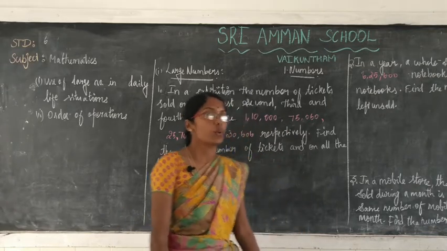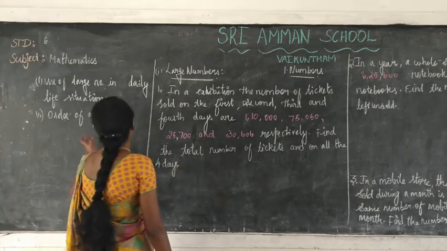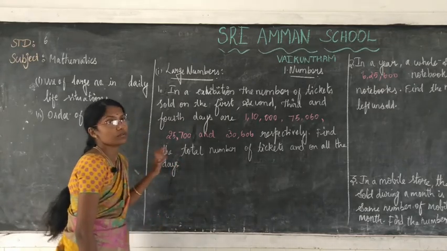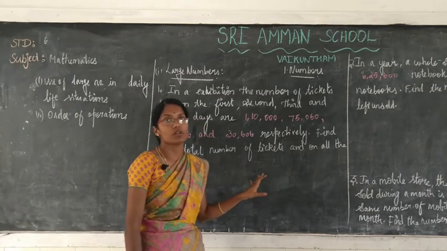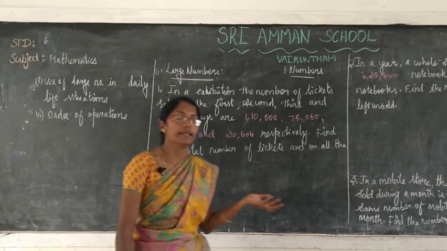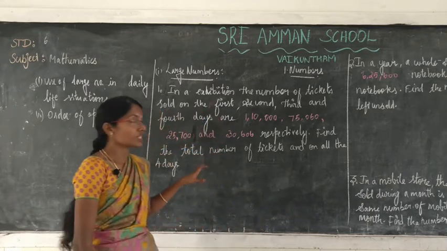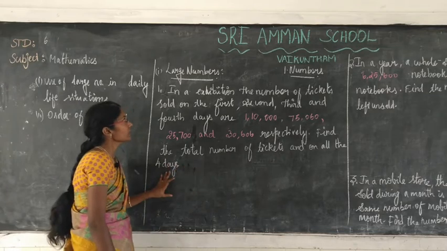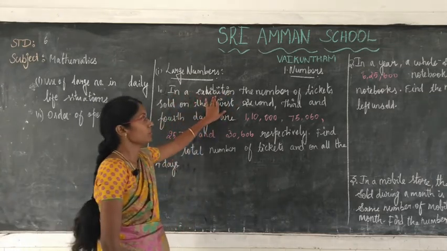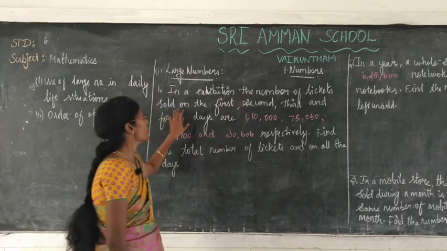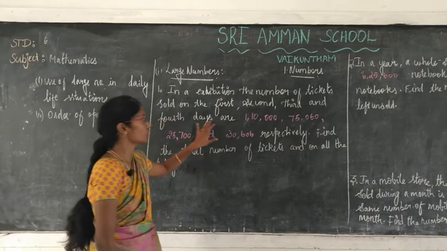Now we are going to see some examples of calculations with large numbers. You may be confused about how to add and subtract large numbers, so we are going to see that. Listen. In an exhibition, the number of tickets sold on the first, second, third and fourth days.